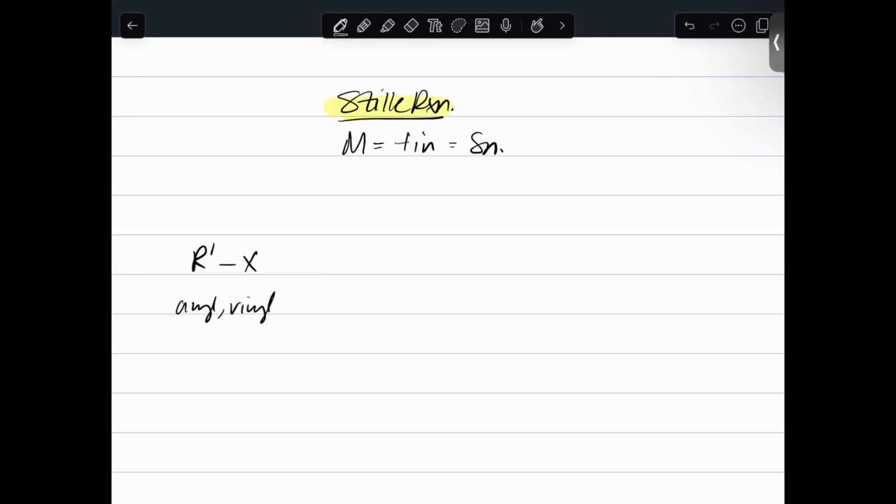Okay, so in this lecture, let's go ahead and jump into the Stille reaction. This is when your metal is tin. It looks very similar to the Suzuki reaction. We need an aryl, vinyl, or alkyl halide or triflate. Remember, tin is right beneath carbon and silicon, so it can hold four things.